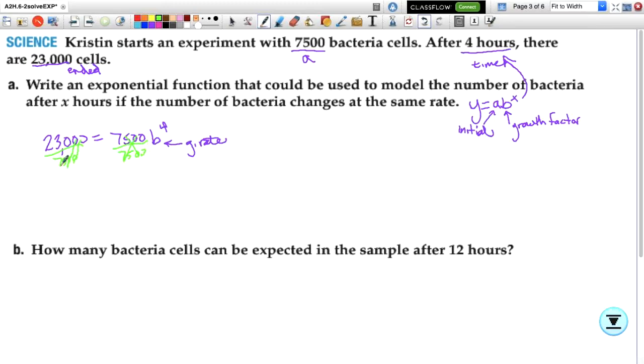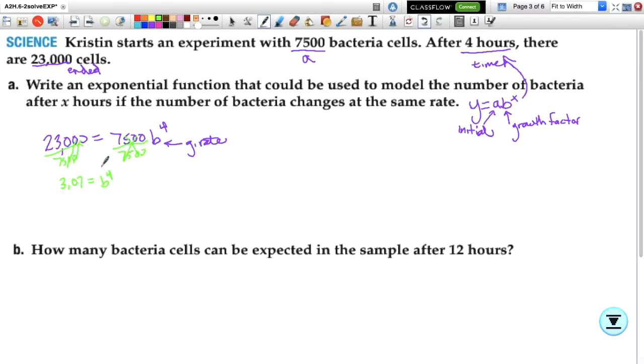Okay, it's up. So I'm going to do 230 divided by 75 equals 3.06 repeating. So we'll do 3.07 approximately, right? Because it's 0.6666666. Equals b to the 4th power.